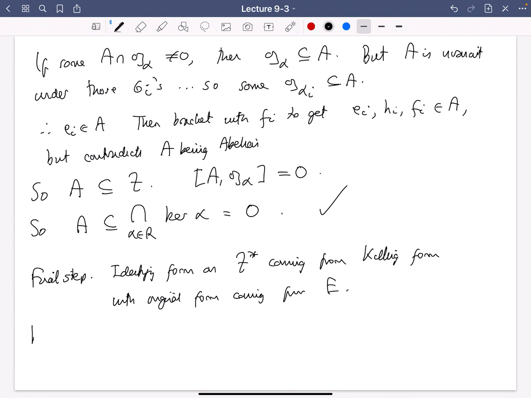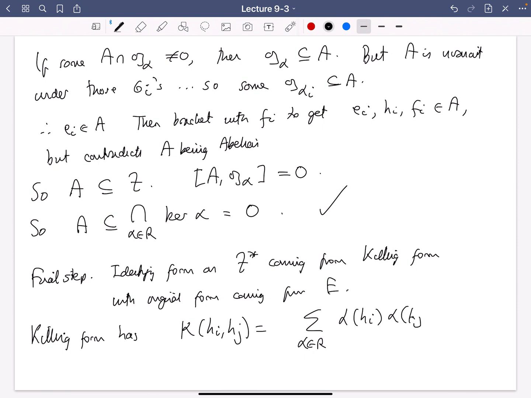But you see the Killing form, we see kappa of H_i, H_j, so that's just a trace, right? So it's going to be the sum over all roots alpha of alpha of H_i times alpha of H_j. This is just directly calculating the trace. So the Killing form on T star is going to satisfy this. Right, alpha of h_i, it's alpha_i check. By the way, I identified the root system with elements of H star earlier.